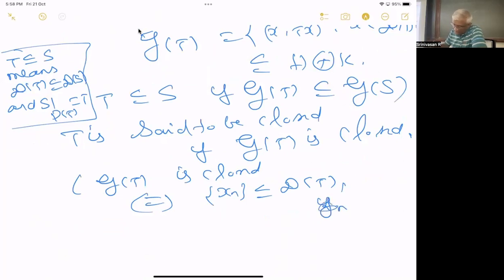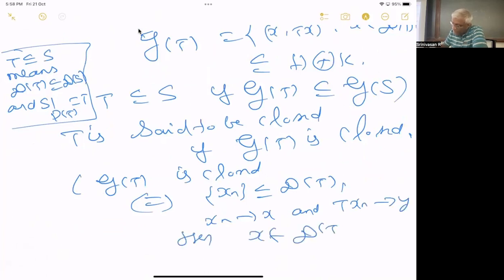Xn is enough. Such that Xn converges to X and TXn converges to Y. Then X is in the domain of T and TX equals Y. That is what it means by the graph of T being closed.